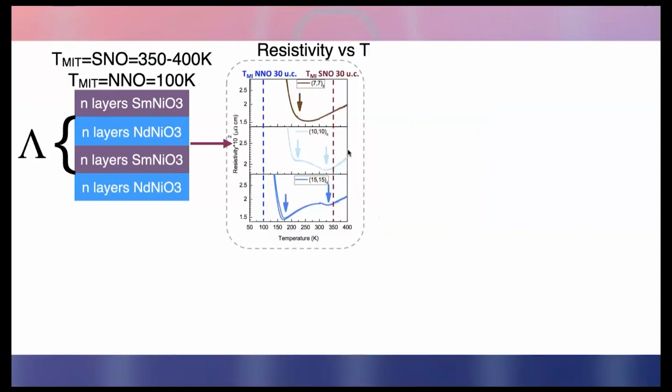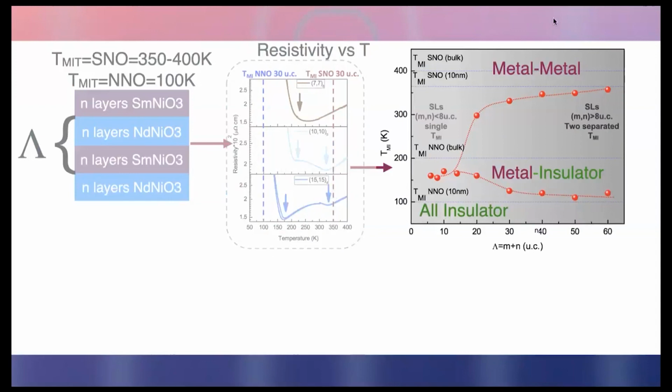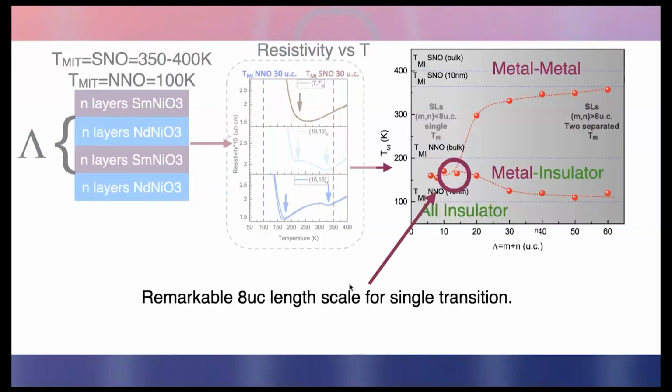So when they looked at the resistivity versus the temperature, they found that up to 7 unit cells, they'd have a single transition. If you have 10, you have 2, right? This is a pretty long length scale. Usually in this oxide heterostructure business, we really look at the interface and we see something at like 1 layer, 2 layers. This is 8 layers of each material, which led to this phase diagram. And again, a remarkable length scale for a single transition.